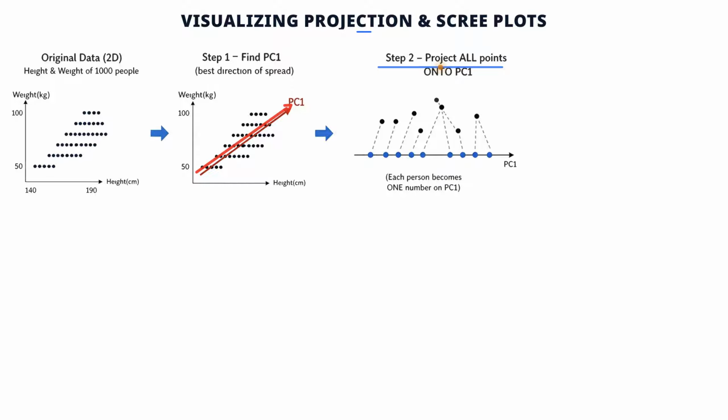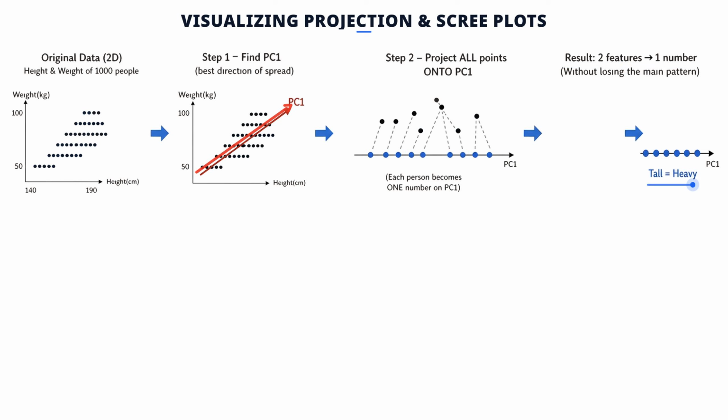Imagine shining a light from the top left and dropping every single data point directly onto that red line. In this new state, each person's height and weight are combined into just one number on the PC1 axis. The result? Two features have been compressed into one number. And we did this without losing the core pattern that tall equals heavy, as you can intuitively see with this simple illustration. But what happens when we have much larger data sets?